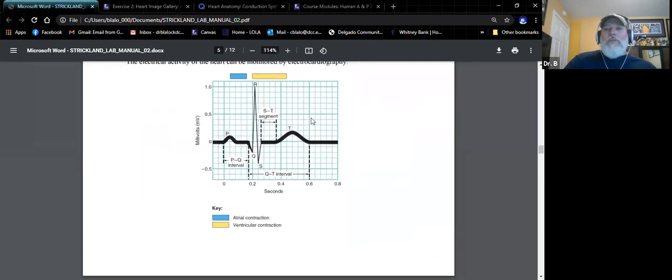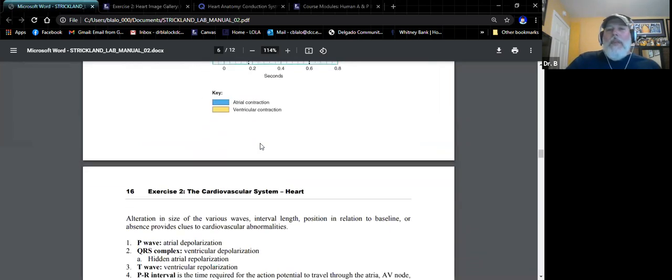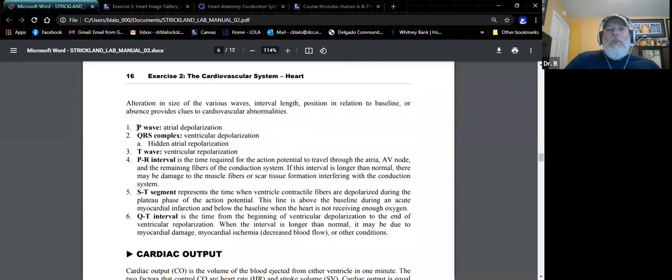So on the practical, you can be asked to label this graph: P wave, QRS, T wave, T segment, that type of stuff. But you also need to know what's going on at those points. So remember, you're not going to see atrial repolarization because it's happening at the same time that the ventricle is contracting and depolarizing. So we described our P wave, we described the QRS, and we described the T wave.